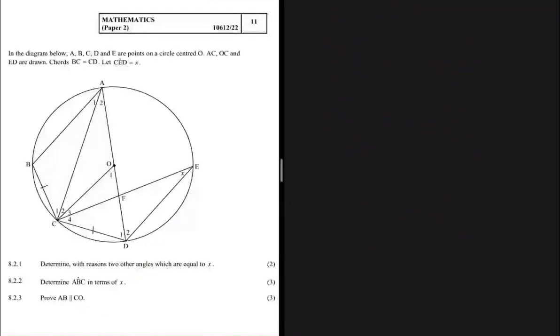The answers to this question are actually on the question itself. Let me show you what I'm talking about. So this question here is saying that in the diagram below, A, B, C, D, and E are points on a circle centered at O. AC, OC, and ED are drawn, and then chord BC is equal to chord CD. So let's just go ahead and write that down. So we're saying that chord BC is equal to chord CD, right? And then we are told to let angle CED here be equal to X, right?